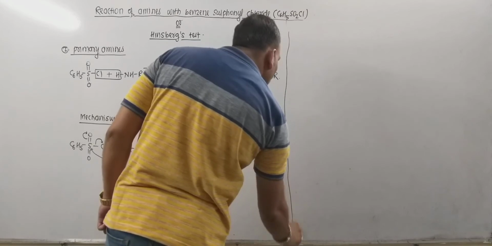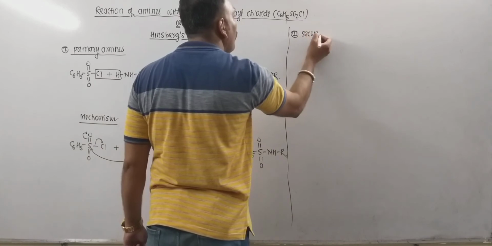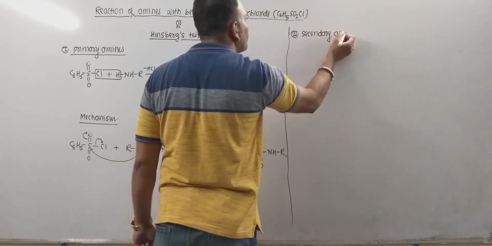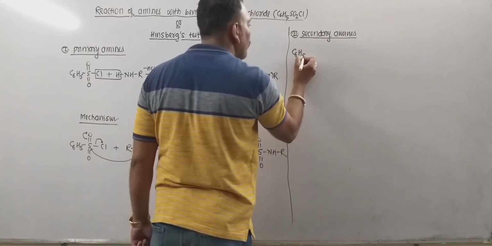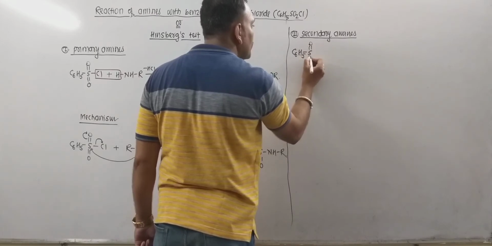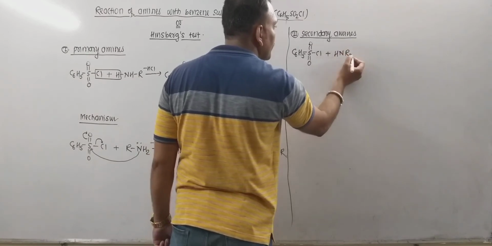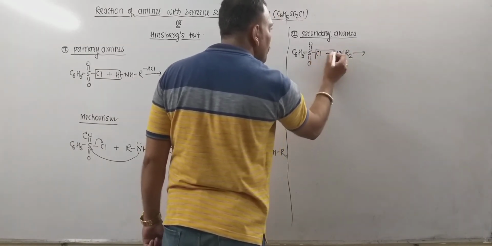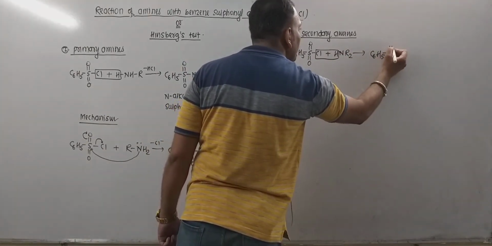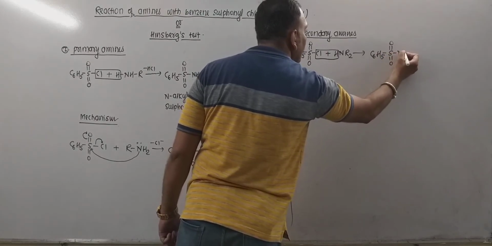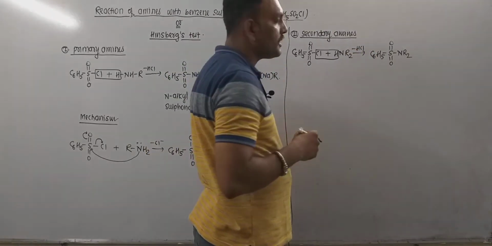Now take a look at the response of secondary amines. Let's see how secondary amines react with Hinsberg's reagent. So benzene sulfonyl chloride can be given as C6H5SO2Cl. Now secondary amines can be represented as R2NH. So departure of HCl takes place in this manner, that leads to the formation of C6H5SO2NR2. Here HCl gets formed as a byproduct.